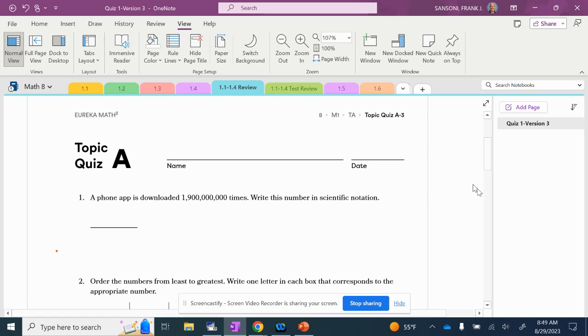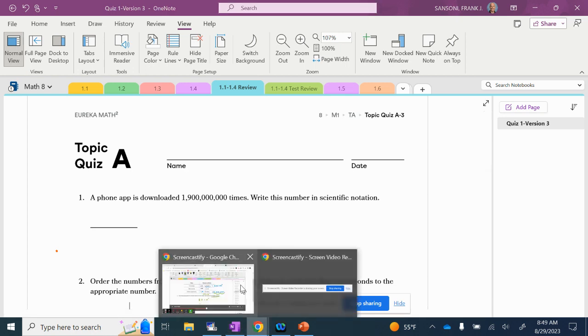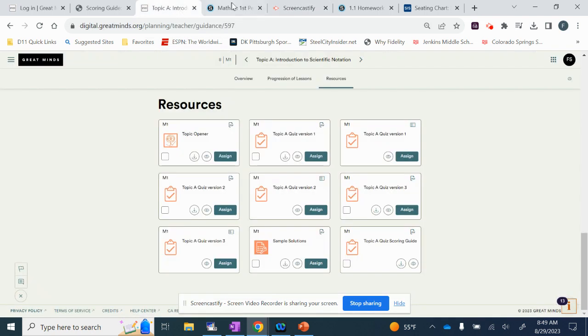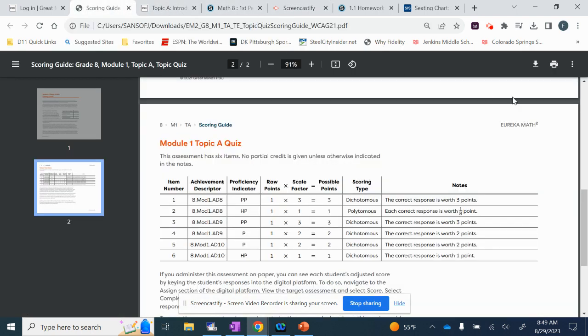So if you look at number one, it shows us that number one is worth 3 points. I'm going to leave this up here so we can fill out each box accordingly. So number one is going to be worth 3 points. Notice the proficiency indicator. If you can get number one, you're working at a partially proficient level. So I would put a little three in a circle for number one.